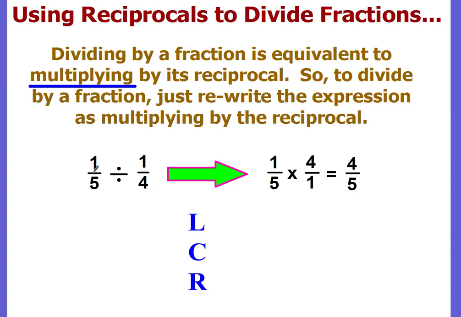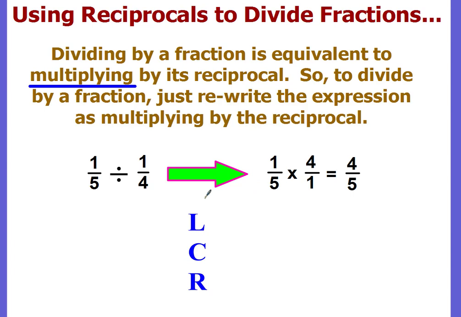What does that mean? Well, our expression is 1/5 divided by 1/4. We're going to rewrite this expression as 1/5 times the reciprocal of 1/4, which is 4 over 1. And it turns into a fraction multiplication problem. And then you just multiply. Multiply your numerators together, multiply your denominators together, simplify if you need to.